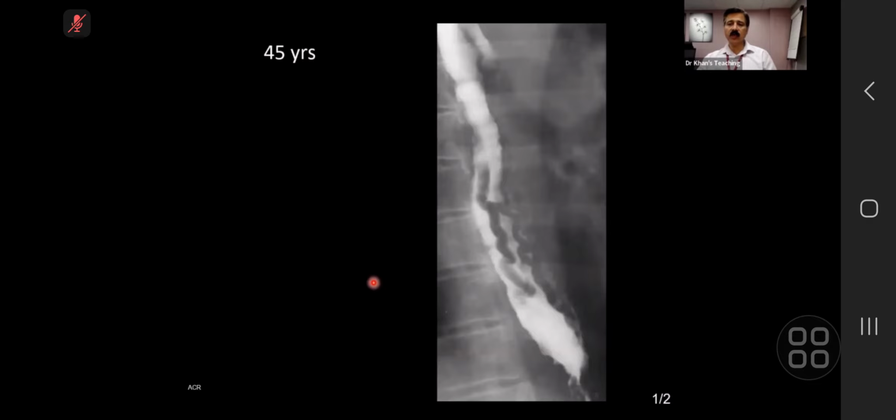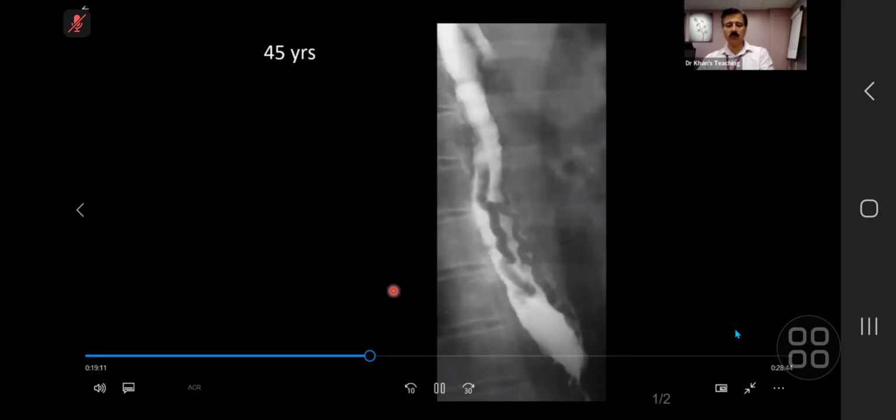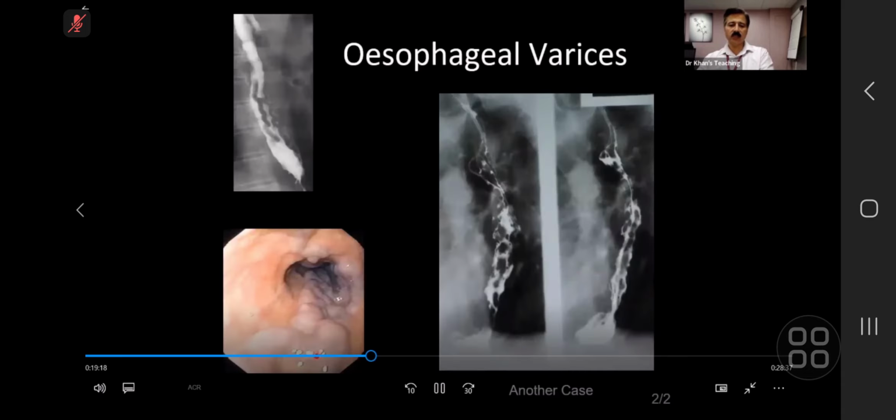Over to you. This is an Aunt Minnie case. Just give me the diagnosis. Esophageal varices. Excellent. So this is varices of the esophagus. You get these serpentinous filling defects, and this is how it looks.